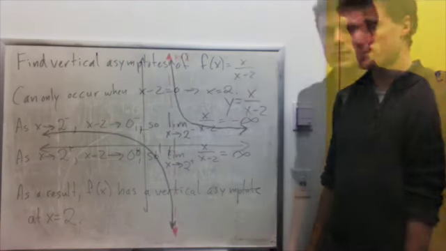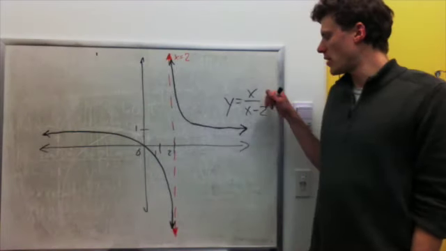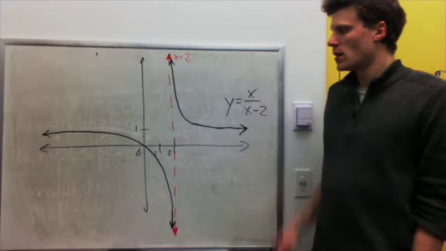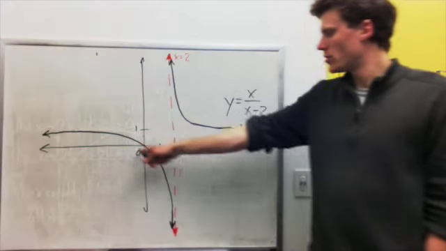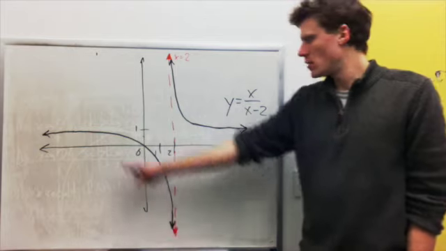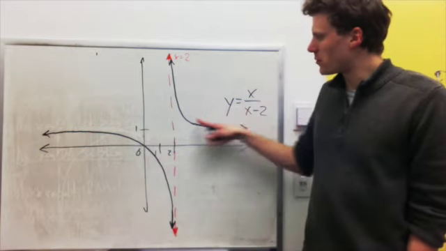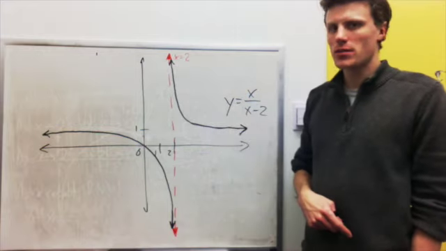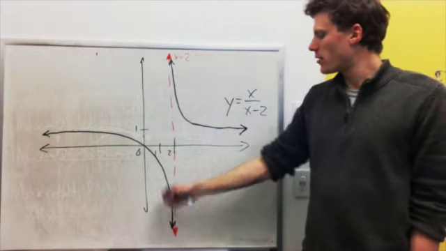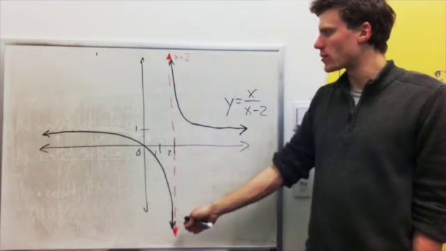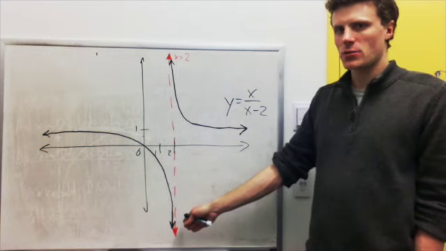Let's look at the graph. And this is the graph of y is x over x minus 2. We see that as we approach 2 from the left, the graph goes down to negative infinity. As we approach 2 from the right, the graph goes up to positive infinity. And the graph on both ends approaches this vertical asymptote at x equal to 2.